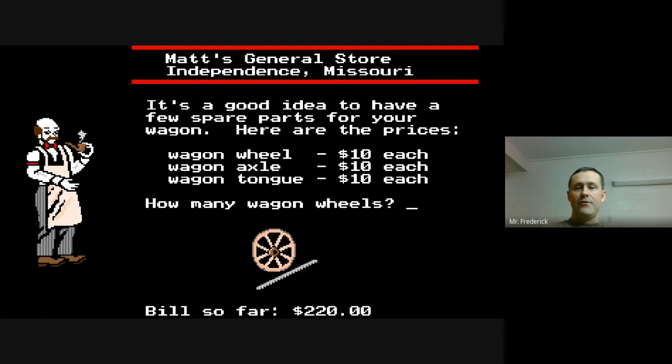It's a good idea to have a few spare parts for your wagon. Here are the prices.